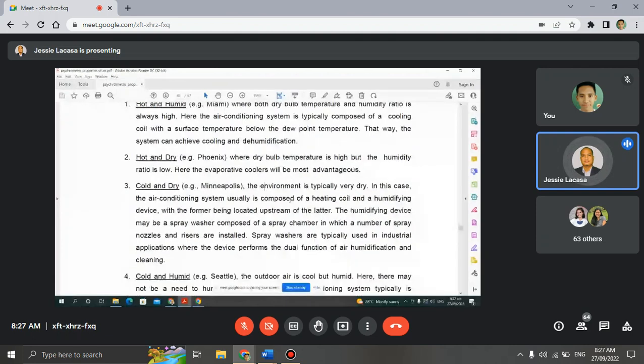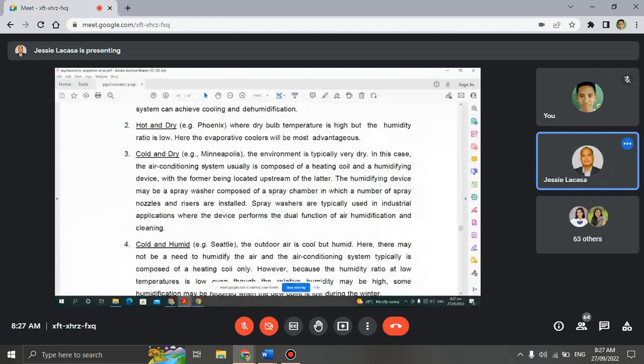Then another is cold and dry. Example, Minneapolis. So in Minneapolis, the environment is typically very dry. So in this case, the air conditioning system usually is composed of a heating coil and a humidifying device. So kinahanglan kag heating because ang temperature ato is cold, no? Cold temperature. So with the former being located upstream of the latter.